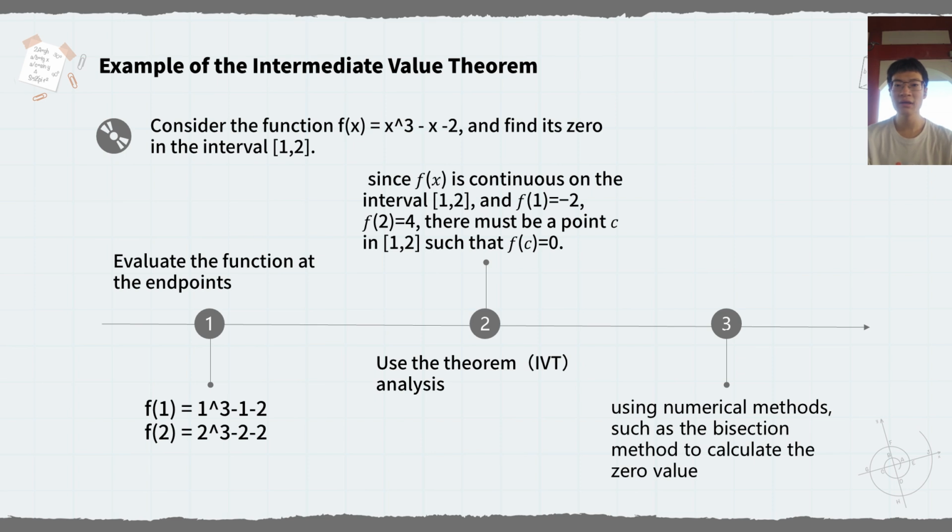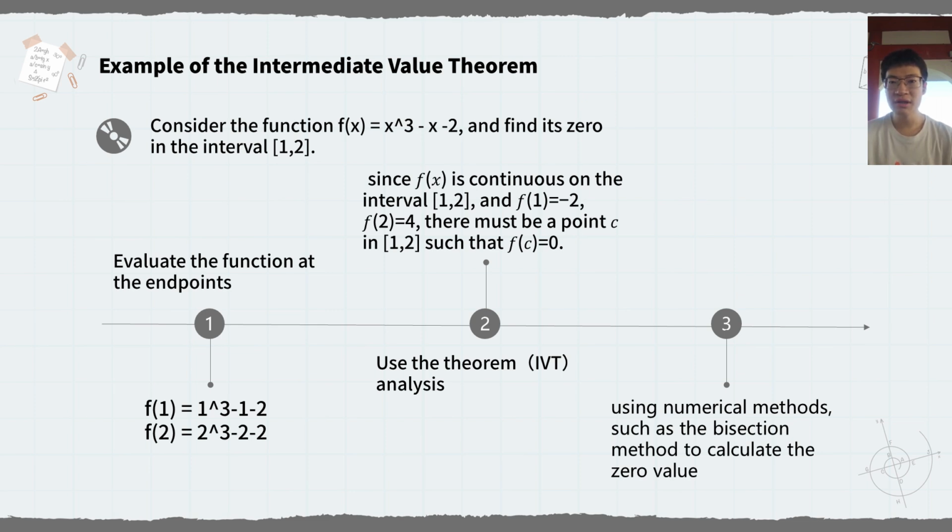Okay, let's now look at a concrete example of how to apply the intermediate value theorem. Finding a zero of a function. Consider the function f(x) equals x^3 minus x minus 2, and we want to find a zero in the interval from 1 to 2. So the first process is to evaluate the function at the endpoints. Then we can calculate that f(1) equals minus 2 and f(2) equals 4.